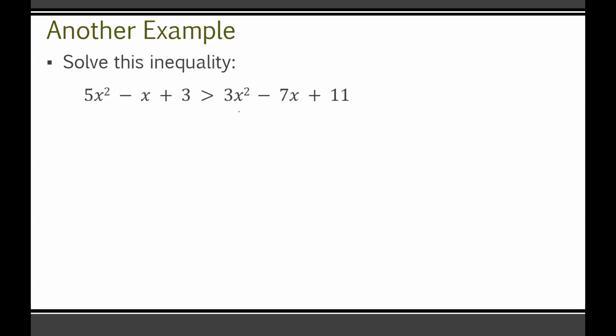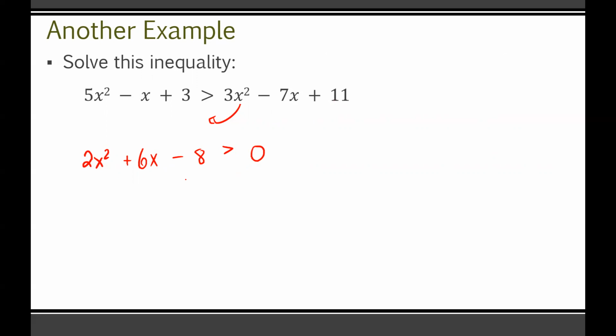I think it would make more sense to move all this stuff over to the other side because 3x squared is smaller than a 5x squared. So if I take away 3x squared from both sides, I'm left with 2x squared. To move this minus 7x over, I have to add 7x. So that's going to give me a total of +6x. And then to move this +11 over, I have to subtract 11, which I believe is going to give me -8. And that's all greater than 0.